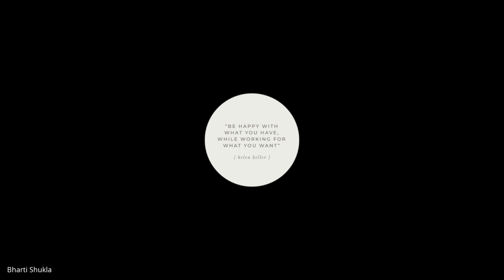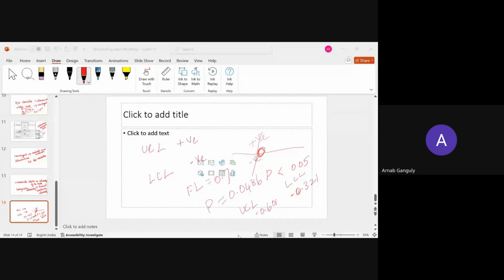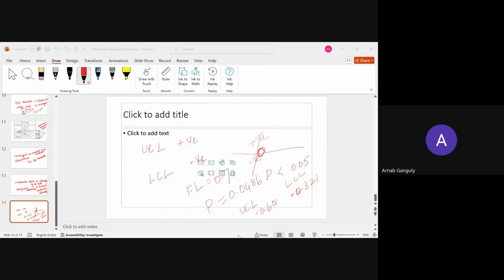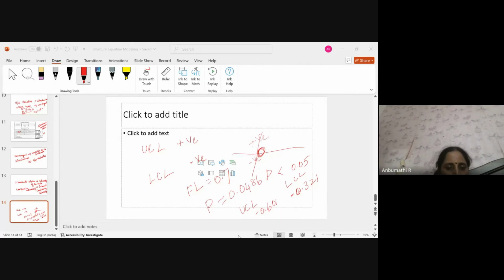Madam, that will probably happen when p-value is very near 0.05. If it is very low, then it won't happen at all. Yes, if it is 0. In our case, it is 0.000. That's why we don't have that LCL and UCL problem.